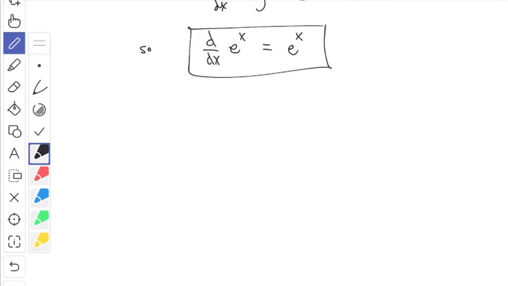Actually, e to the x is the only function which is equal to its own derivative, apart from... So it's also true that any constant times e to the x, the derivative of any constant times e to the x is, again, the same constant times e to the x. But that's it. There are no other functions which are equal to their own derivative.